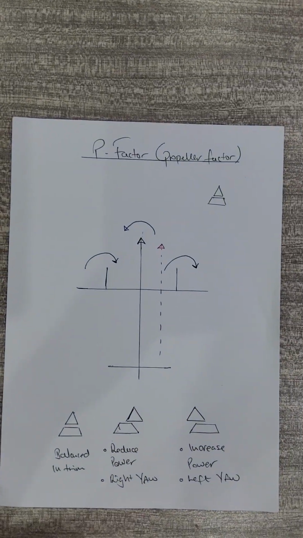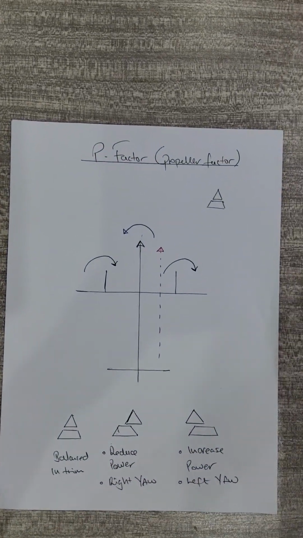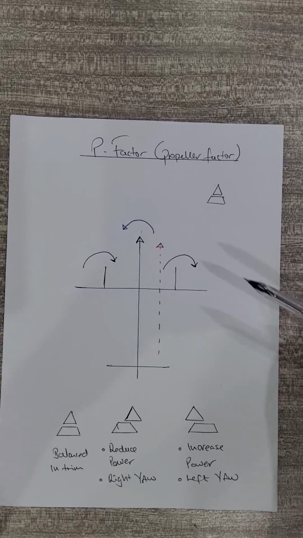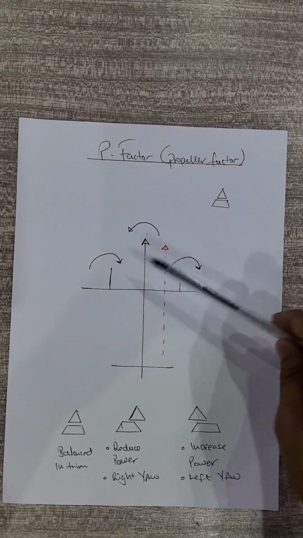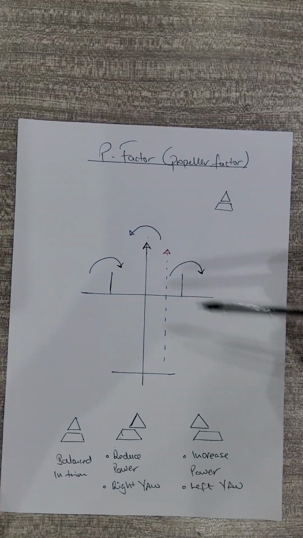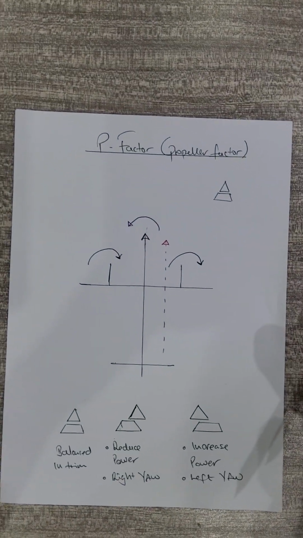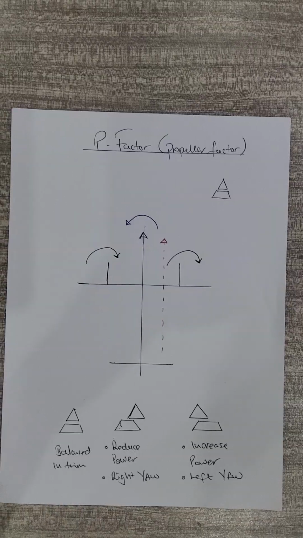And there are some other aircraft which have propellers called counter rotating propellers, where one rotates anti-clockwise, one rotates clockwise. In such aircraft, I think the P factor isn't applicable. So what does a P factor do?